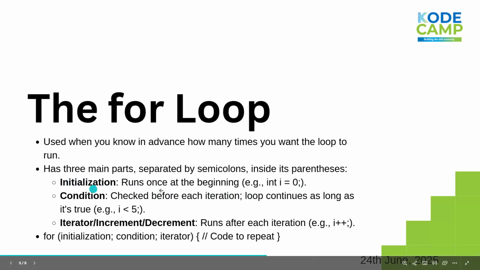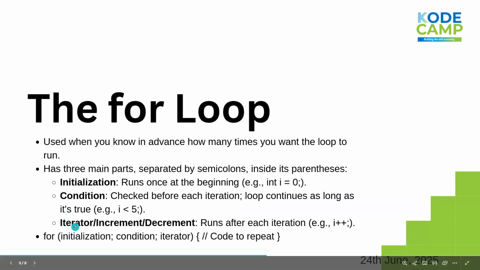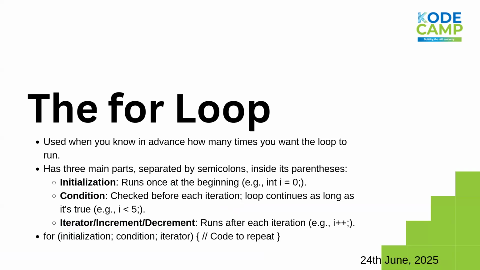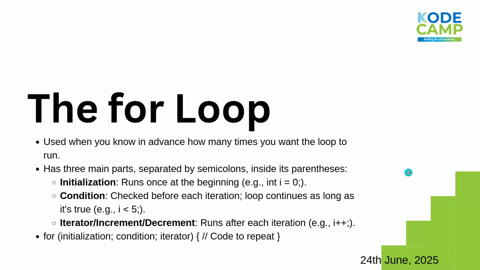So the first part is the initialization. The second part is the condition, which is checked before each iteration. As long as the condition is met, it will continue repeating. If the condition is not met, it breaks out of the loop. We'll see all this when we go into the demo part. Then finally is the iterator, the increment or decrement that moves our index to the next digit. All this we will see clearly when we go into the demo part.